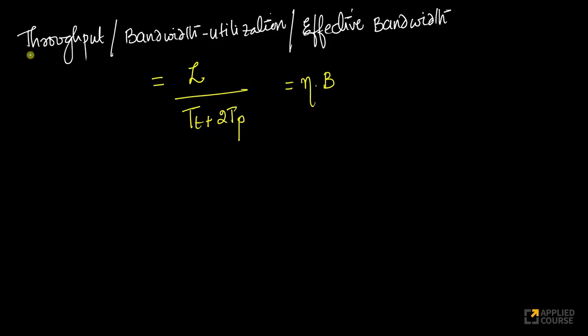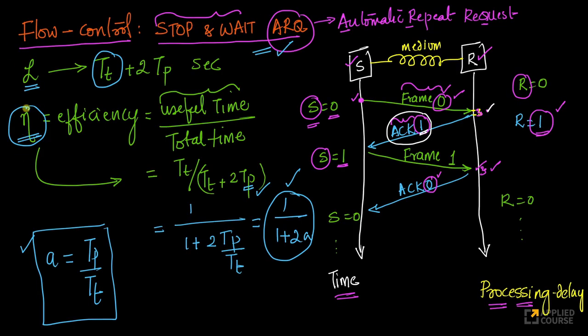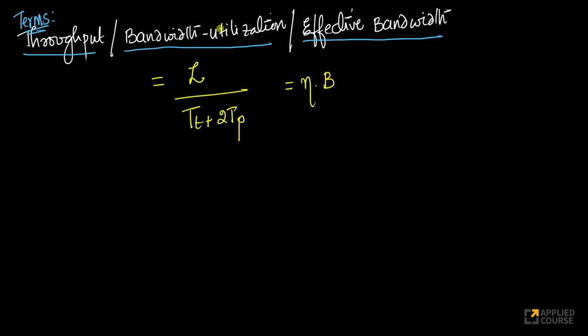There is another term called throughput, also called bandwidth utilization or effective bandwidth. Again, I'm just introducing terms to you. This is just terminology, right? Just like the way I introduced this term called efficiency and this term called A, which is often represented as TP by TT, let me introduce a new term called throughput, which is also referred to as bandwidth utilization or effective bandwidth, right? So this is often represented as L by this total time.